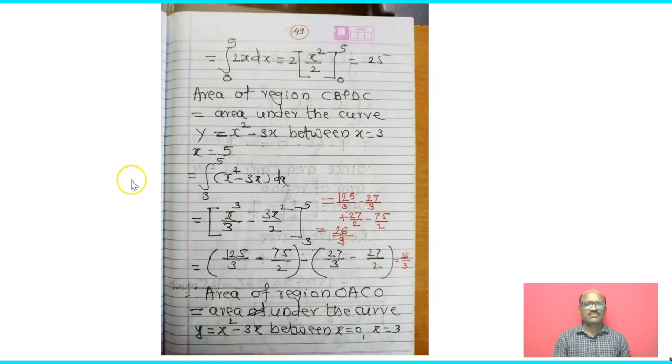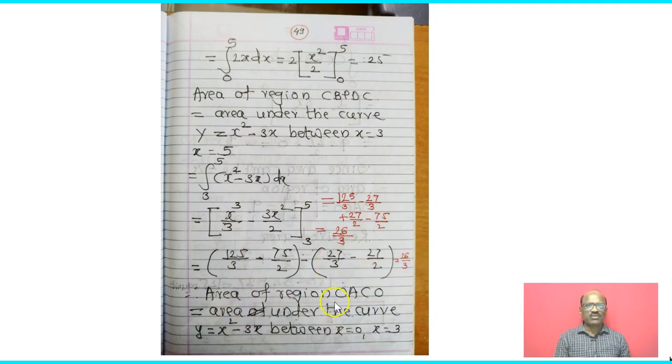Now see this. y equals x square minus 3x, from 3 to 5. We find out this area and we make the subtraction. The integral of x square minus 3x is x cube upon 3 minus 3x square upon 2. Lower limit is 3, upper limit is 5, and its value is 26 upon 3.